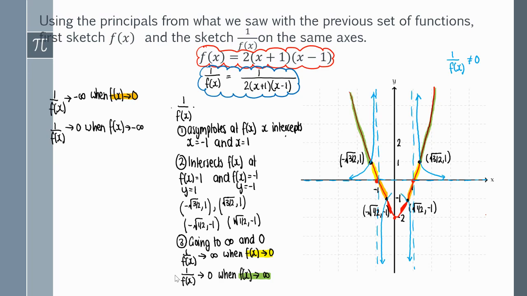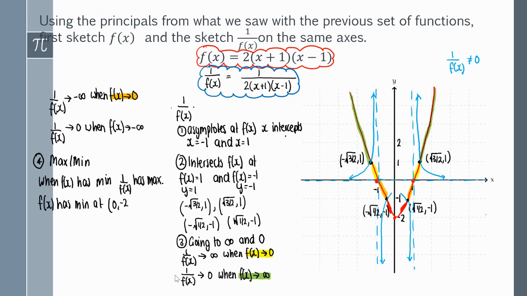So again, we should see that between x equals minus root a half and x equals root a half, my function gets a little bit less negative, and actually it would reach a maximum point. F of x has a minimum at y equals minus 2. So at that point, along my y-axis, the reciprocal will have a maximum.